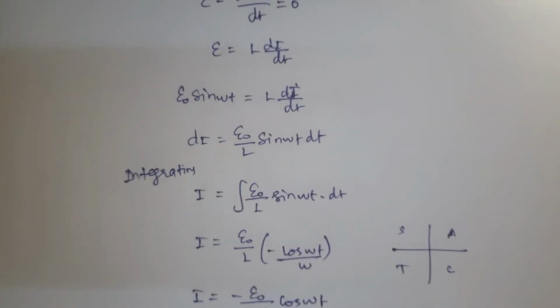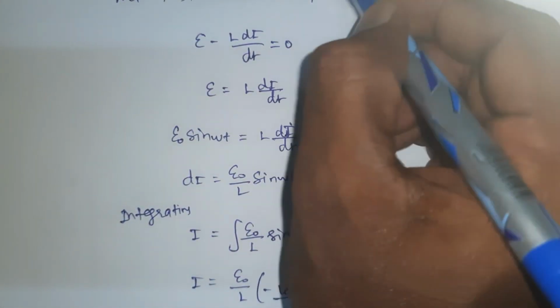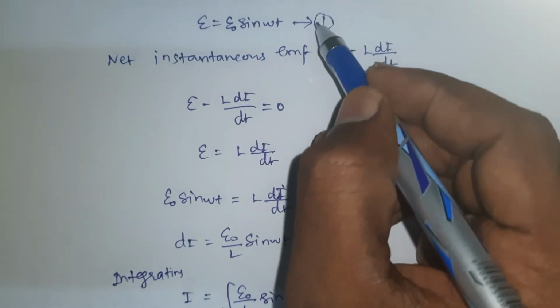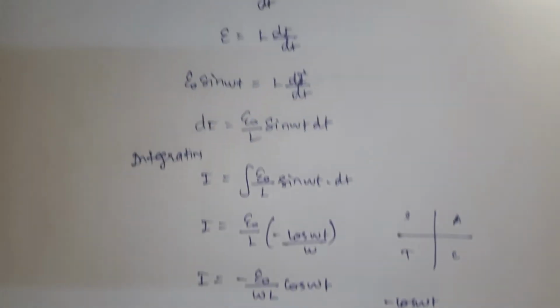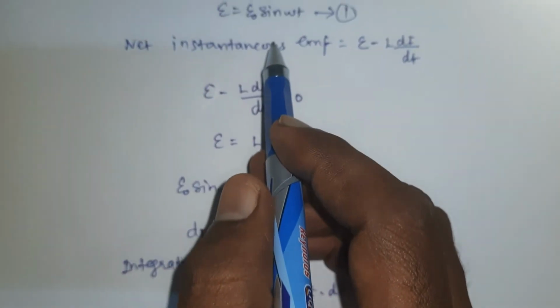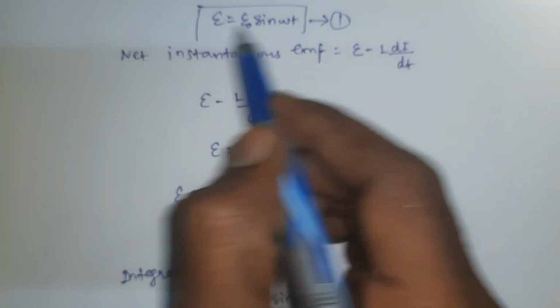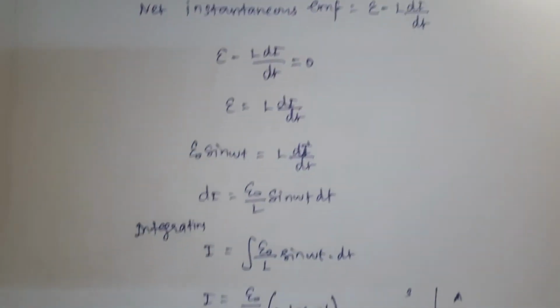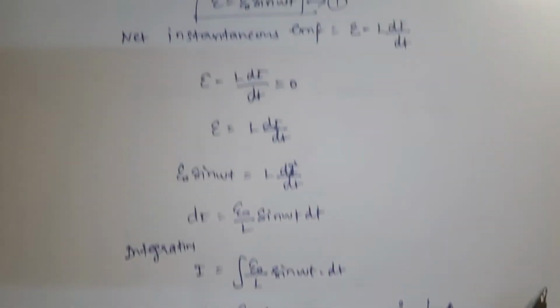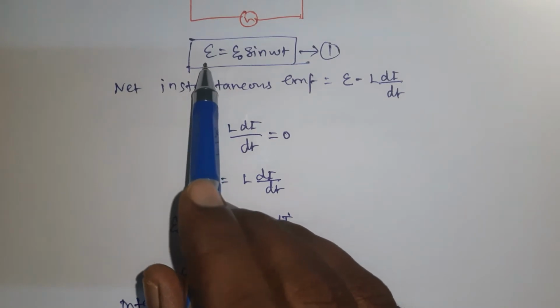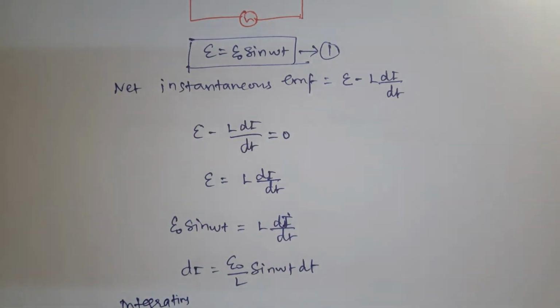So from these two equations, the EMF equation and this current equation, here E is equal to E naught sine omega t. Here there is no minus pi by 2, but here there is a minus pi by 2. So the current is lagging behind the voltage by the phase angle of pi by 2, or the voltage is leading the current by the phase angle of pi by 2.